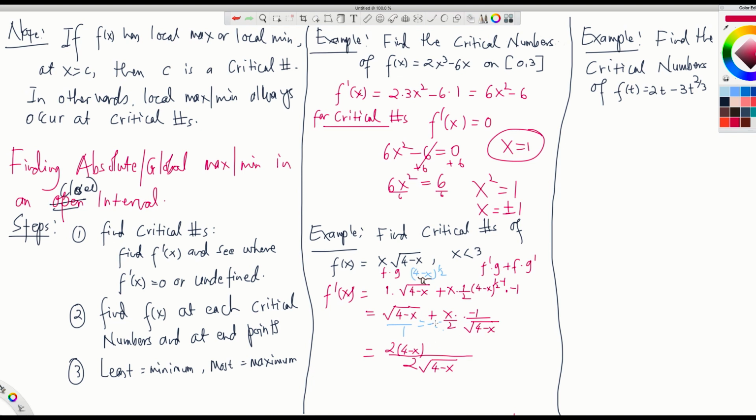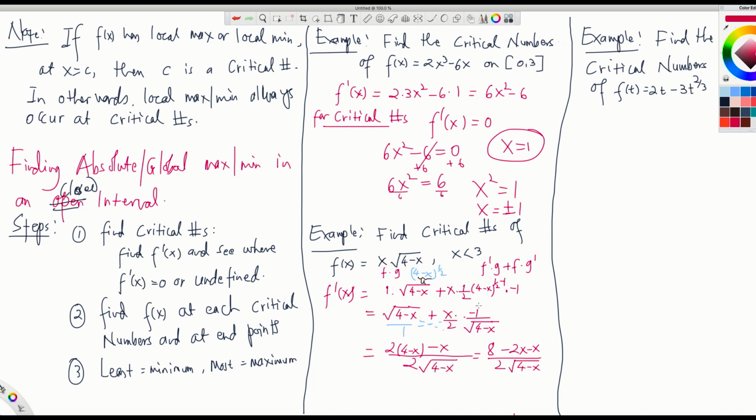And then plus 1 times x times negative 1 will be negative x. That's what you get. So if you simplify that, what do you get? 8 minus 2x, right? And then minus x. So 2x minus x over 2 under root 4 minus x.